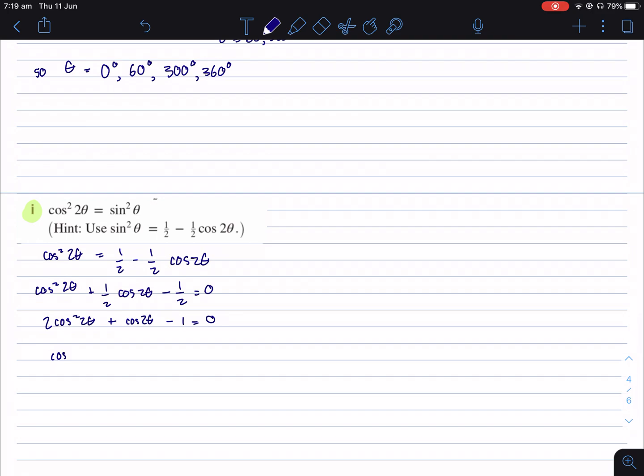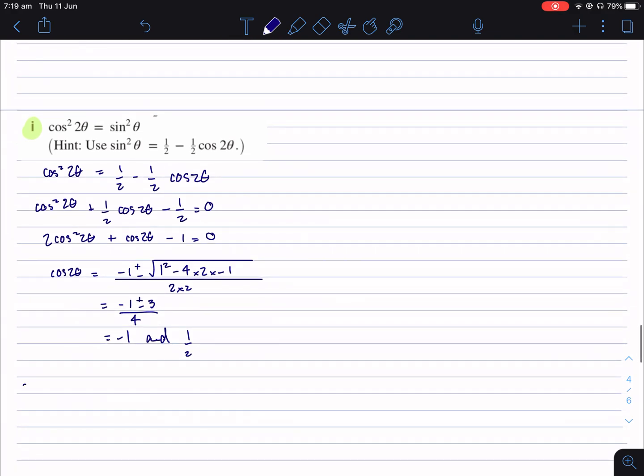So that gives me cos 2 theta equals minus 1 plus minus the square root of 1 squared, take 4 times 2 times negative 1, all over 2 times 2. Minus 1 plus minus, now that's root 9, so 3, all over 4. So I'm actually going to do this in my calculator. Don't judge me. So we've got negative 1 and obviously a half. So cos 2 theta equals negative 1, cos 2 theta equals a half.